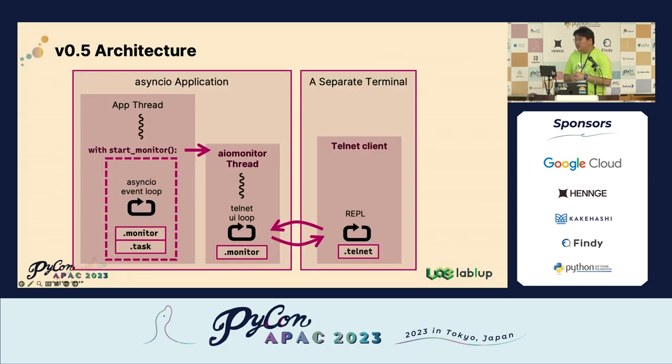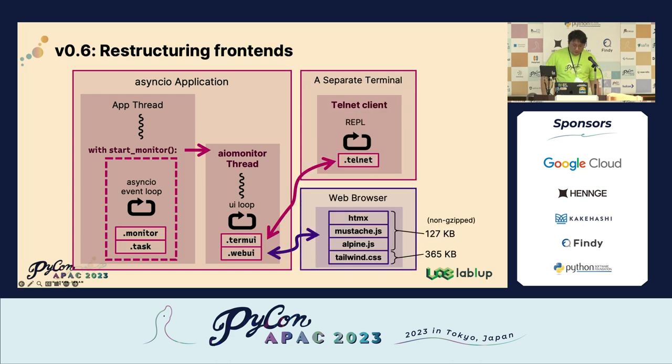So in 0.5, the original version of aiomonitor, there was some coupling of the console interface code and the actual monitoring core logic, in the same monitor module. But I separated and refactored the code to have a separate term UI and web UI, so all the user interface specific code is refactored inside these modules, and now they are isolated, with some shared core logic in the monitor module. So I adopted HTMX and mustache.js and Alpine.js and Tailwind CSS.